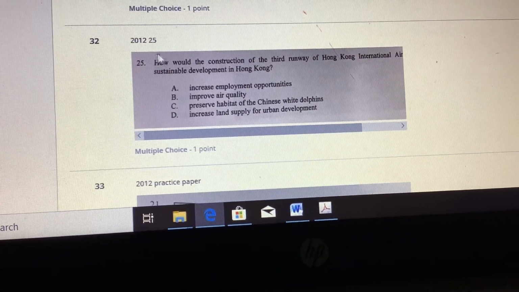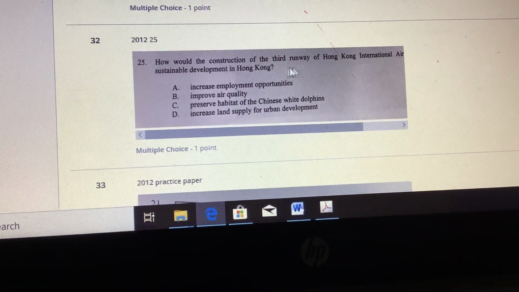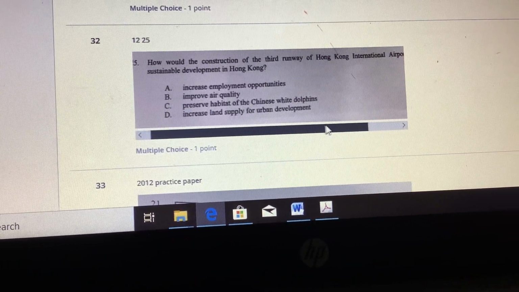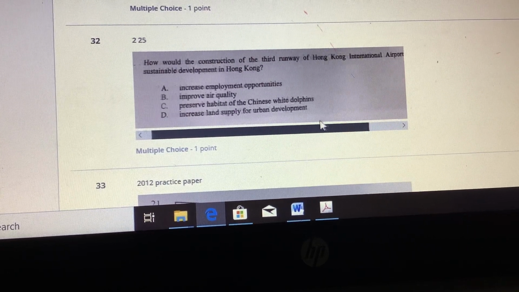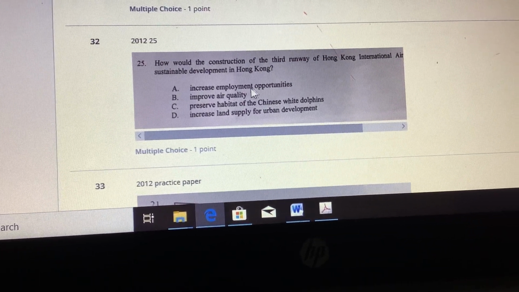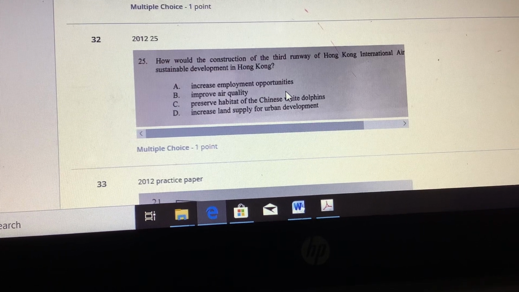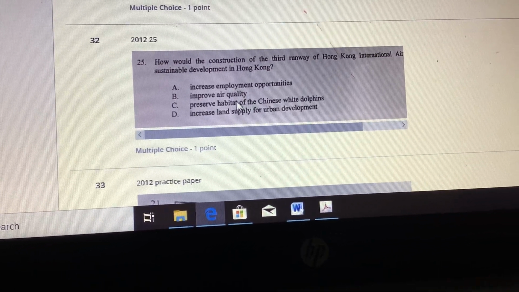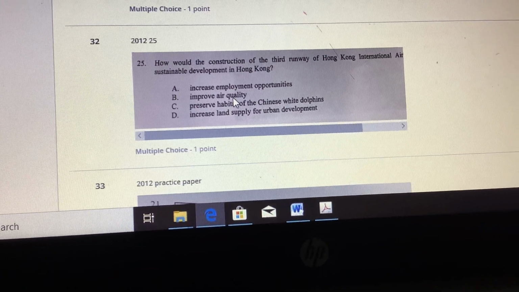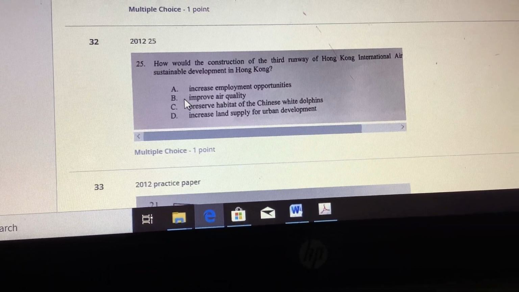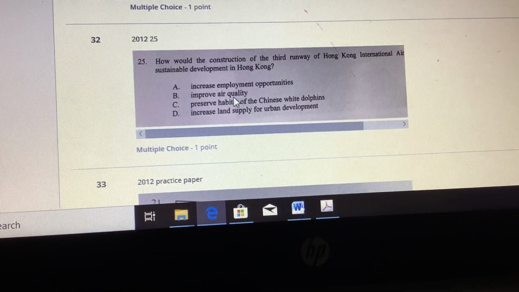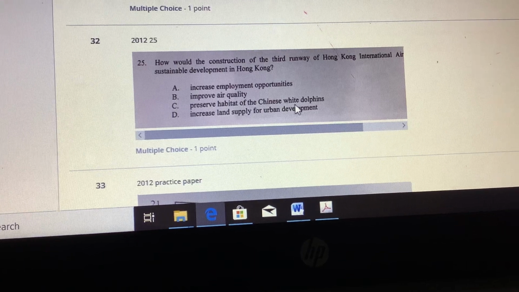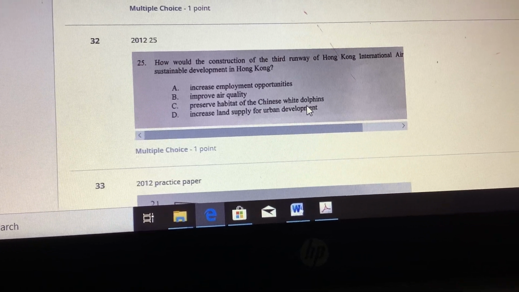Okay, next one. How would the construction of the third runway of the Hong Kong International Airport enhance the sustainable development of Hong Kong? Increase the employment opportunities, and improve the air quality. Come on, you know the air traffic also causes air pollution, so if we have more air traffic then the air quality will become worse. Preserve the habitat of the Chinese white dolphin? Come on.